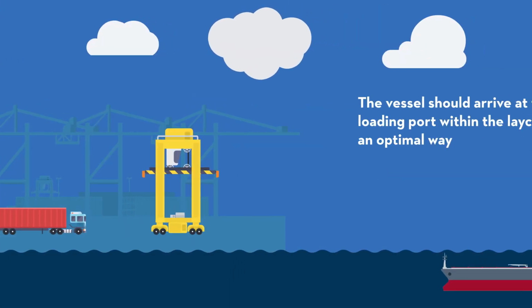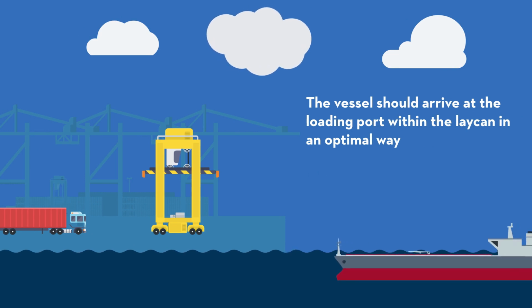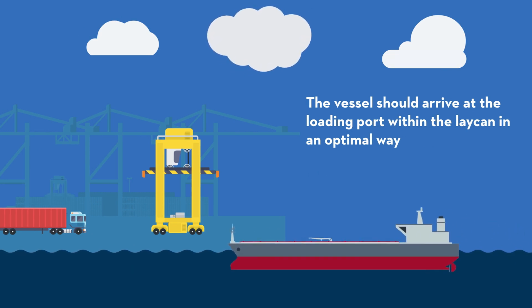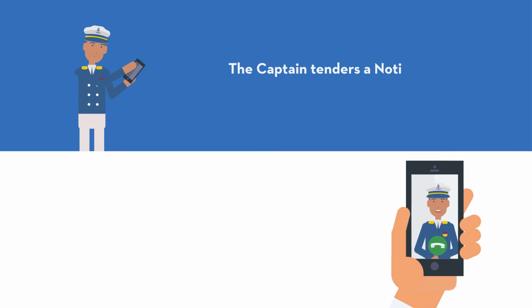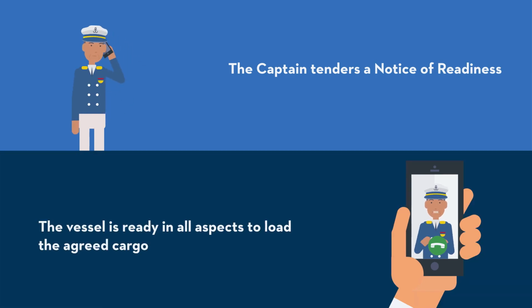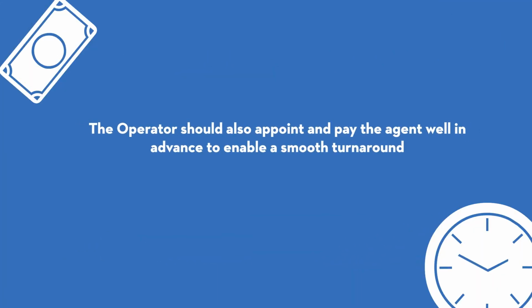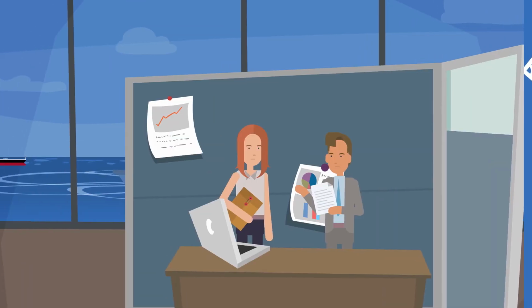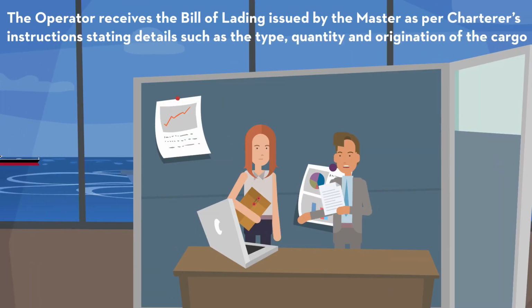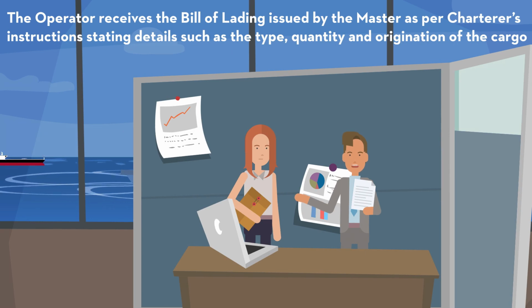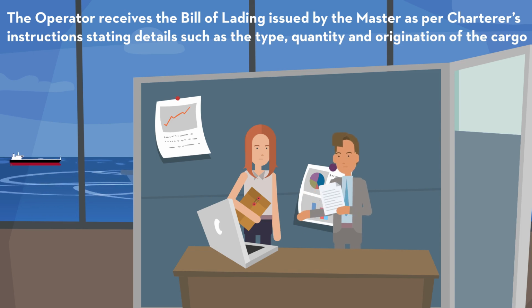The vessel should arrive at the loading port within the laycan in an optimal way, considering the speed and consumption. Upon arrival, the captain tenders a notice of readiness, which means that the vessel is ready in all aspects to load the agreed cargo. The operator should also appoint and pay the agent well in advance to enable a smooth turnaround. Once the cargo is loaded, the operator receives the bill of lading issued by the master as per charterer's instructions, stating details such as the type, quantity, and origination of the cargo, among others.